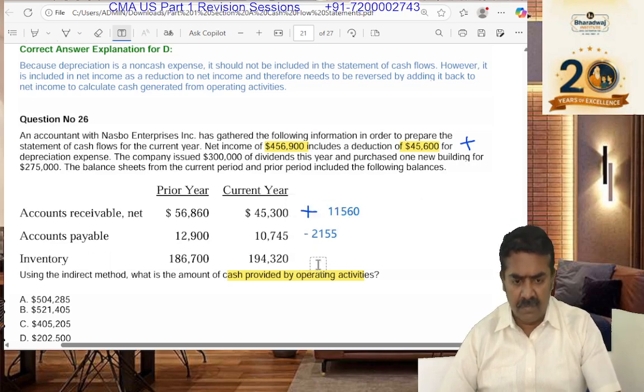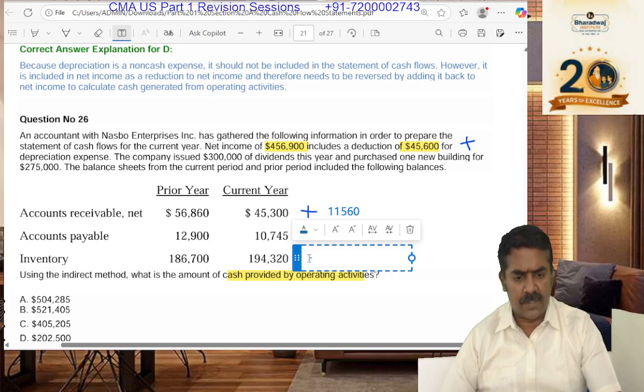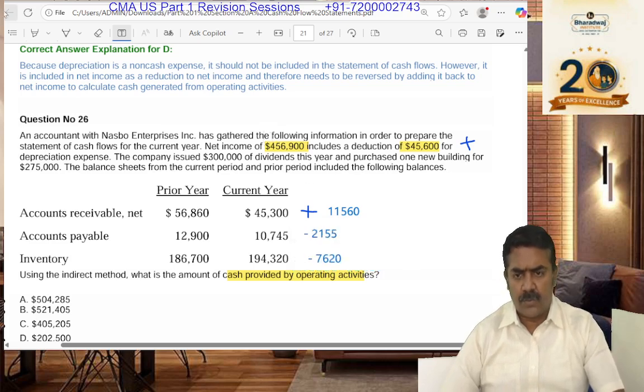155. Inventory increased, so minus. Inventory increased, so minus. How much? 960. Adjust this, you will get. So 4,56,900. Add depreciation expense 45,600.